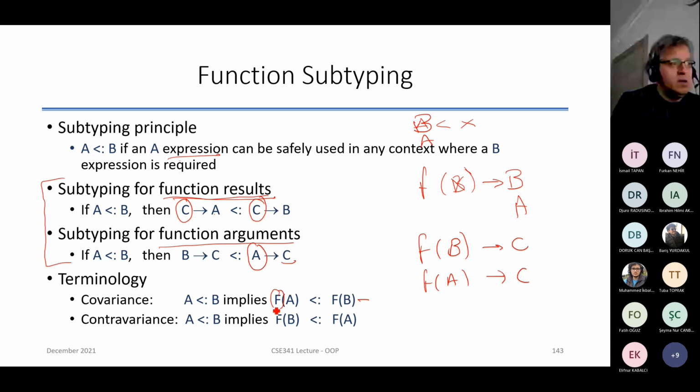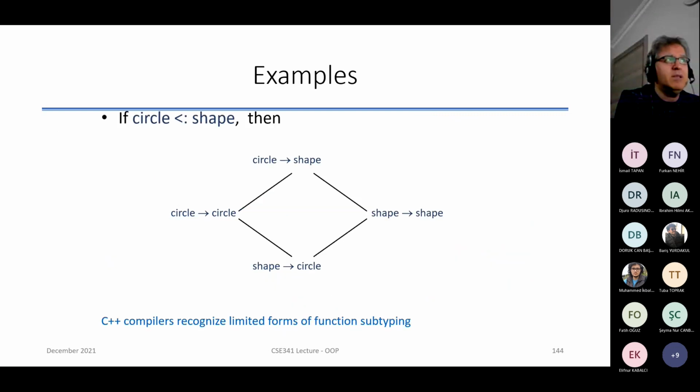Of course, there might be functions, and there will be functions, for which these two relationships are not going to hold. It won't be either covariance or contravariance. So this is always a possibility, right? So there's no limiting that. So you have an example here.